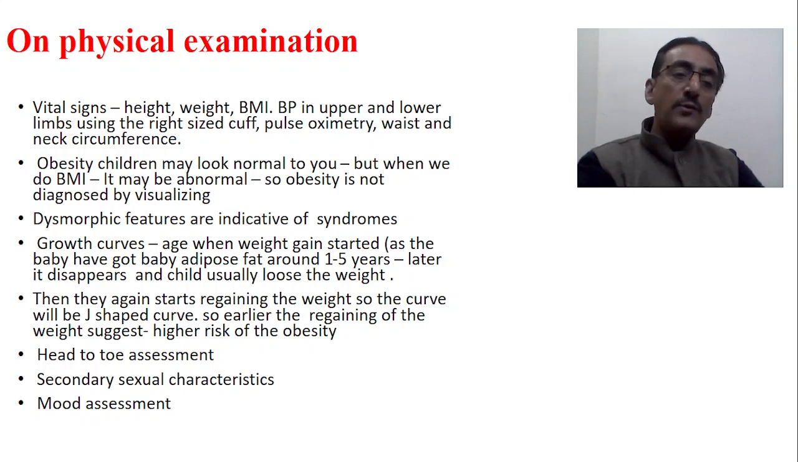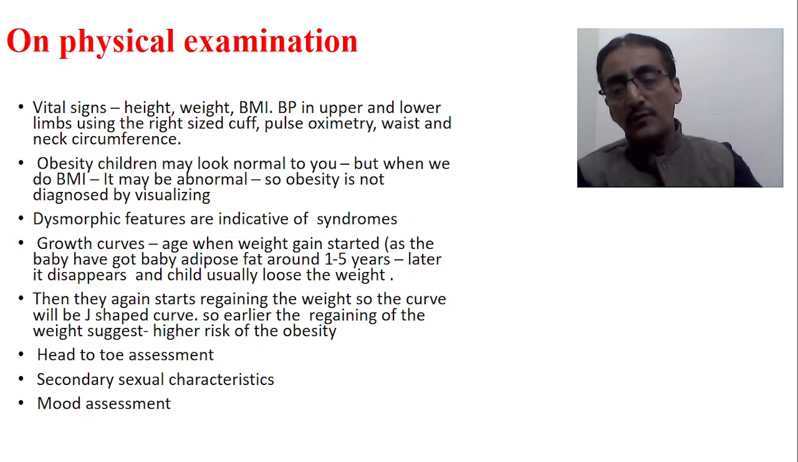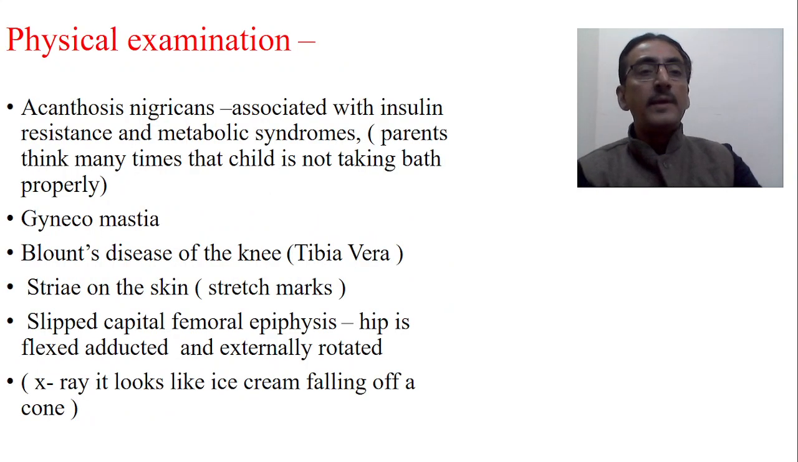Then we have to also go for head to toe assessment, and then secondary sexual characteristics, because precocious puberty is emerging as one of the most common comorbidities of obesity. So we have to look into it, especially in females. Okay, of course, precocious puberty in females may also be because of hypothyroidism. Again, there will be obesity, and then mood assessment is also very important, because behavioral changes, psychological changes are quite common in obesity. Okay, maybe because of different social issues and all. So mood assessment should also be examined.